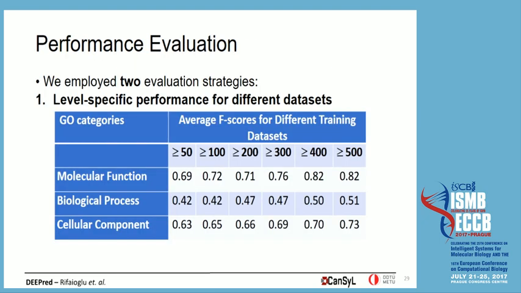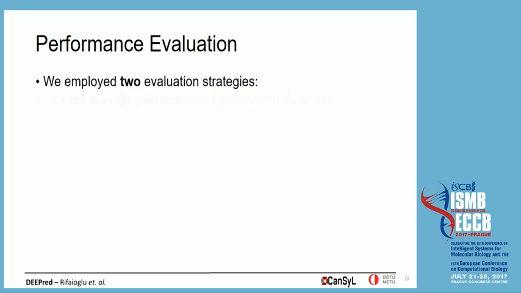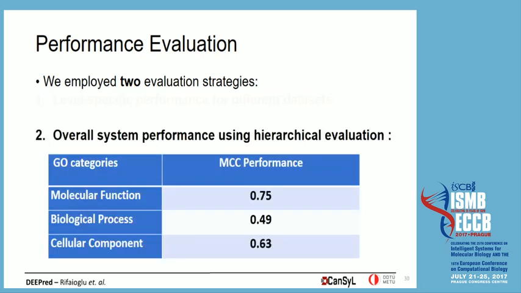And these are the average performance results for different datasets for level-specific performance evaluation. Here also you can see that the system performance is increasing as the number of annotations increases per GO term. In overall performance evaluation, we fed all our test sequences to the system, and we provide a GO term prediction if prediction scores of the majority of its parents are greater than the predefined thresholds. And we calculated Matthews correlation coefficient as 0.75, 0.49, and 0.63 for molecular function, biological process, and cellular component categories.